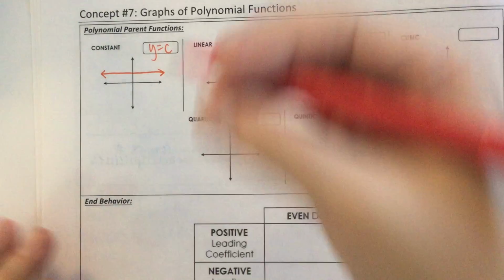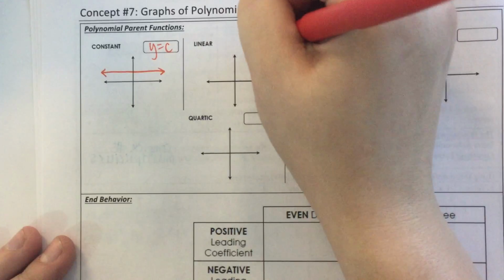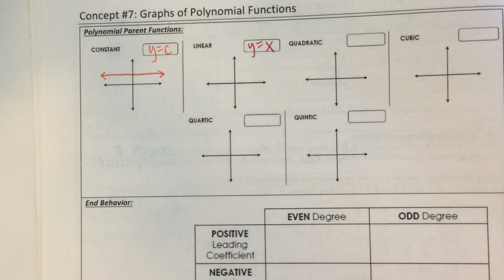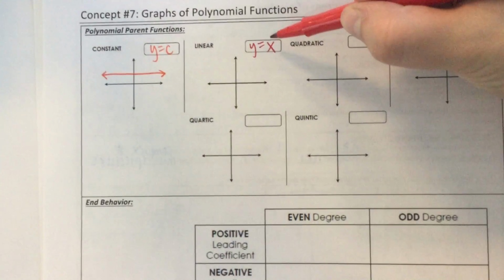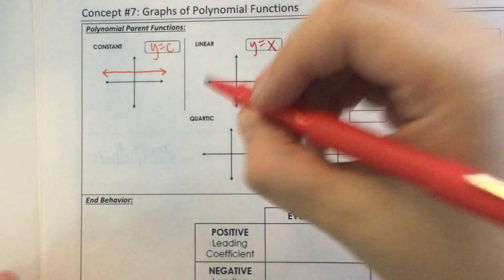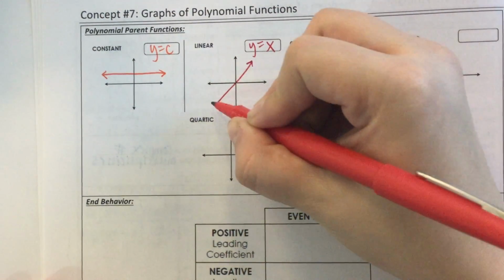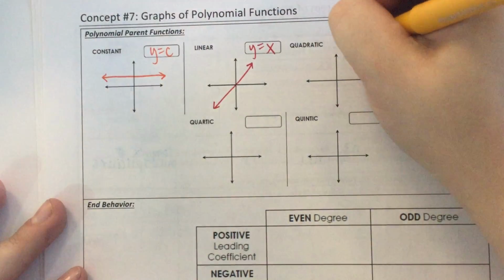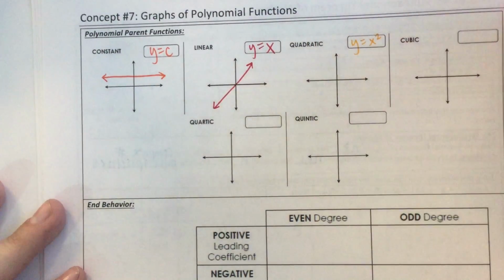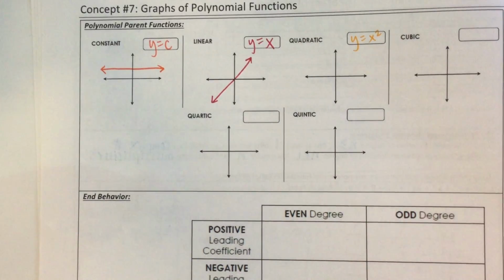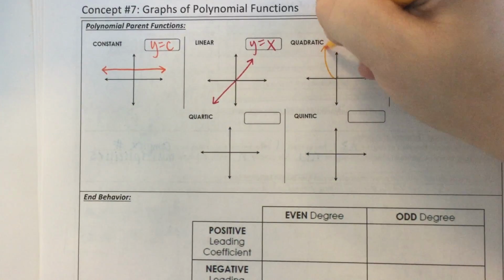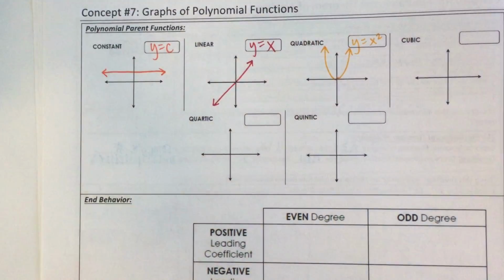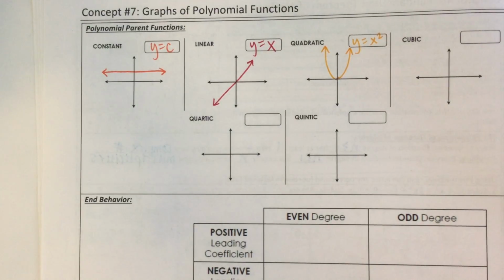The linear parent function we talked about earlier this year is y equals x. That is a line through the origin with a slope of 1. It looks just like this. That is the linear parent function. The quadratic parent function is y equals x squared. That's a parabola that hits 0. The y-intercept is 0, the x-intercept is 0. It looks just like that.